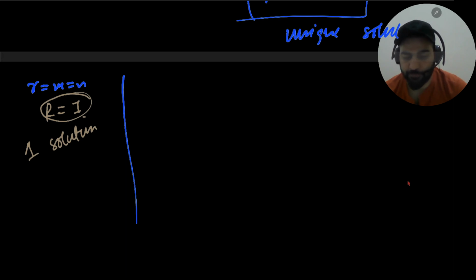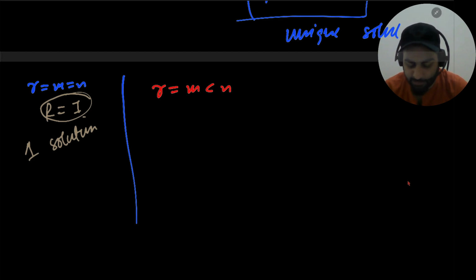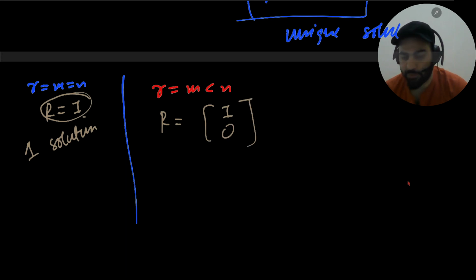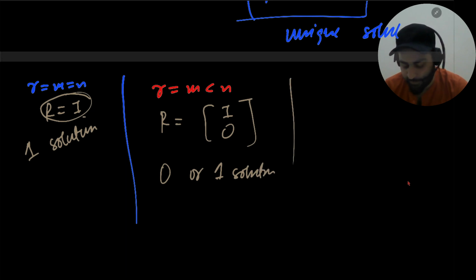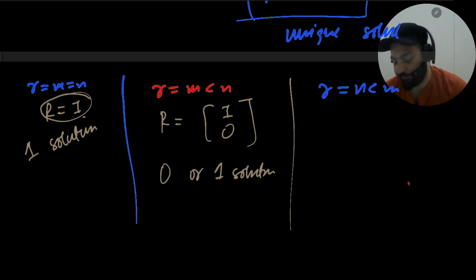Then I told you that if r = m, where m is less than n, that's the other case. In that I said r becomes the identity, and below this there is 0, then it has 0 or 1 solution. And what is the third case? If r = n is less than m. So if rank is equal to the number of pivots, that's the case we handled, and we saw that there can be infinitely many solutions because of the free variables.